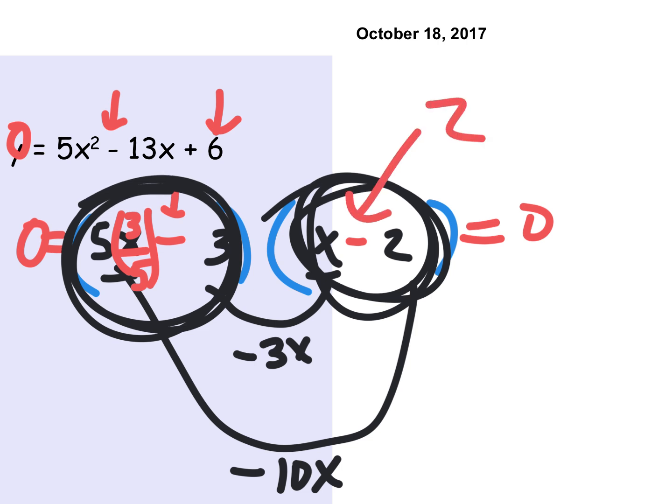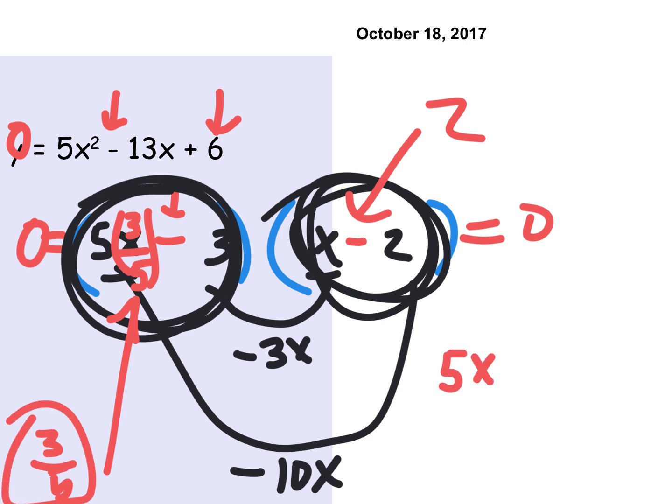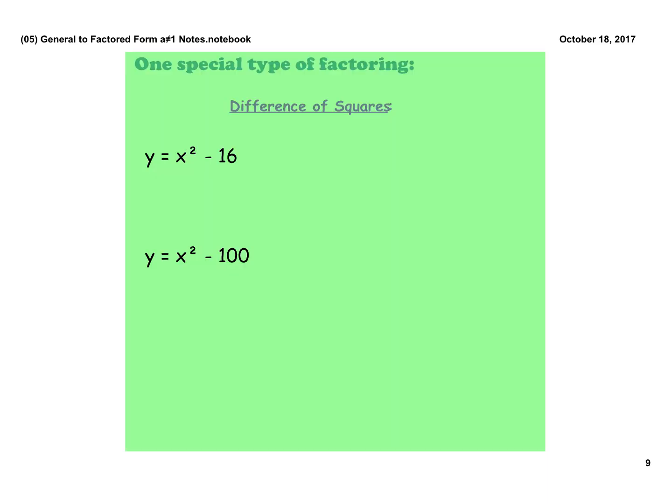So 2 is one of them, and 3/5 is one of them. 2 would solve this one, make it equal 0. 3/5 would make that part equal 0. If you want, you can always go 5x minus 3 needs to equal 0. What should I do? Add 3 to both sides, divide by 5, 3/5. Okay. That's it, boys and girls.